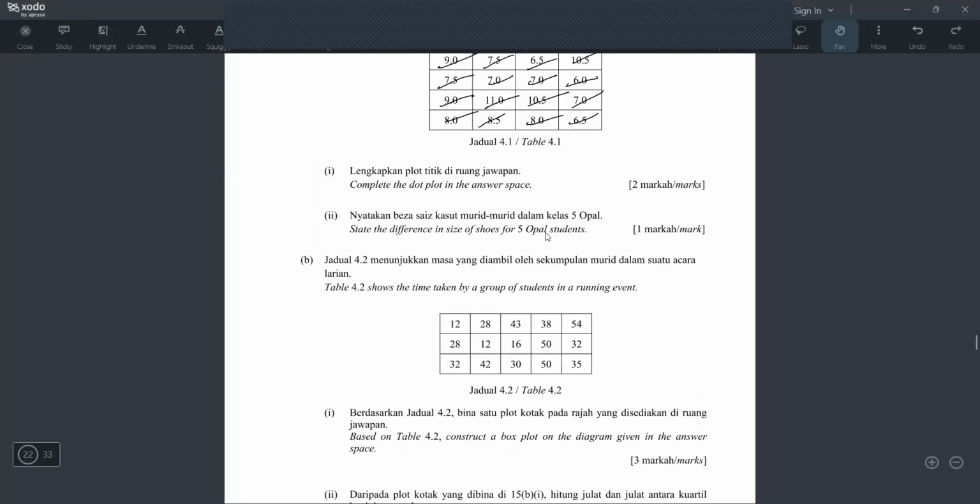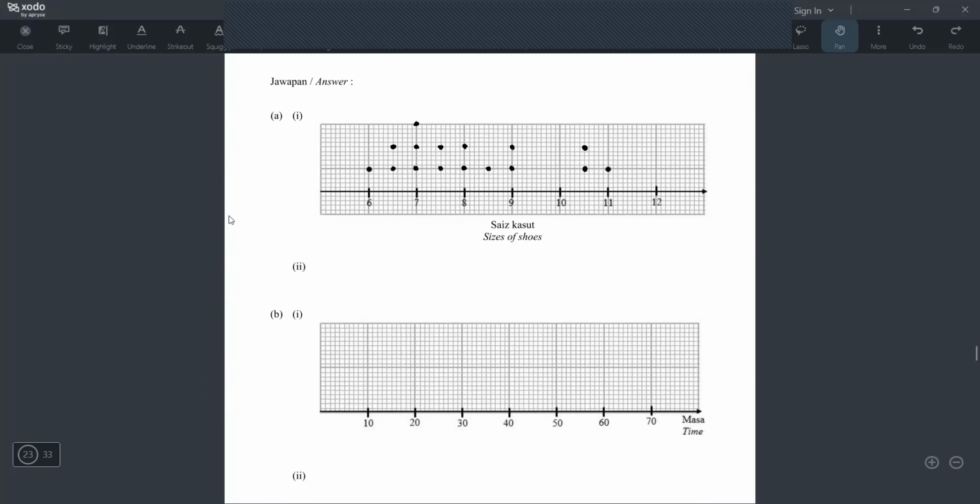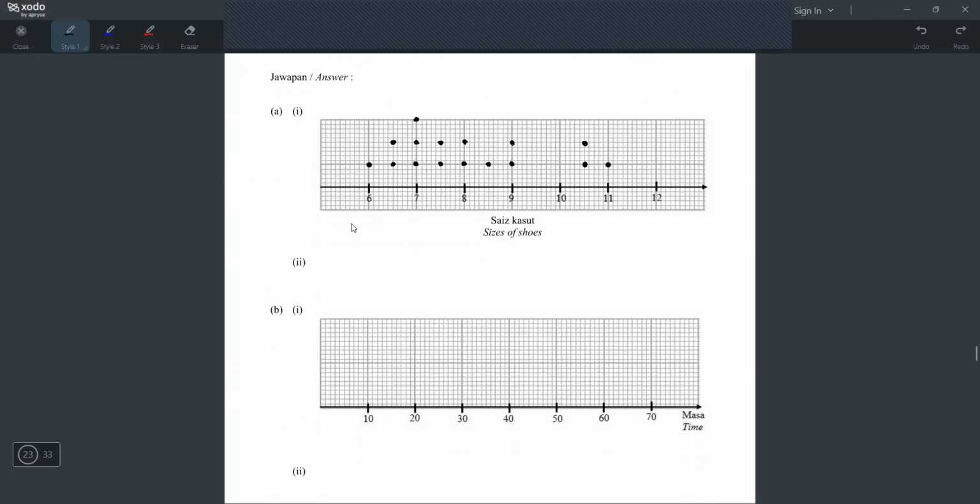State the difference in size of shoes for 5 Opal students. They want difference, means besar tolak kecil, but they never say which one, right? It means you are finding the range. It means you are taking the bigger size shoe minus the smaller size shoe. So what is the biggest? The biggest size shoe is 11.